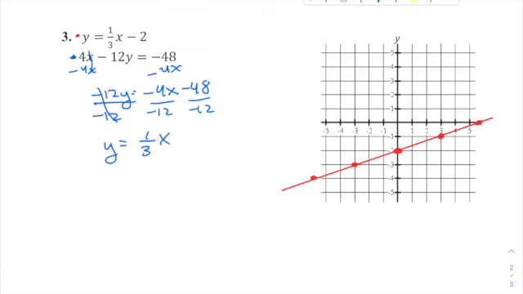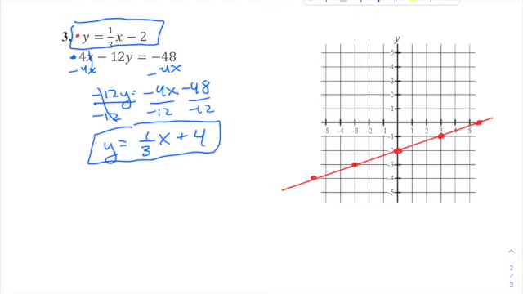Negative 4 divided by negative 12, negative divided by negative is positive. And 48 divided by 12 is 4. So here is our equation. It is not the same as the one I've already graphed, but it does have one thing in common. It's got a y-intercept of 4, but it's got the same slope of 1/3.